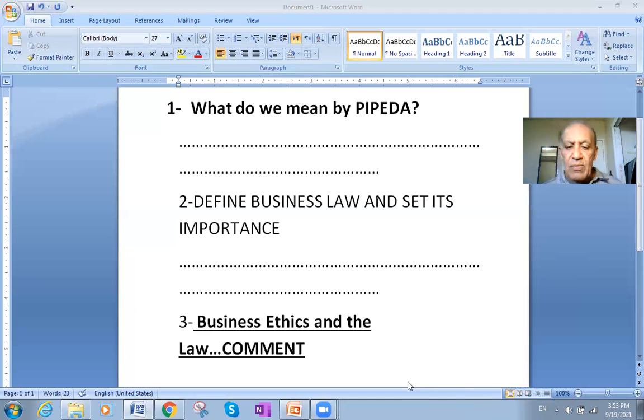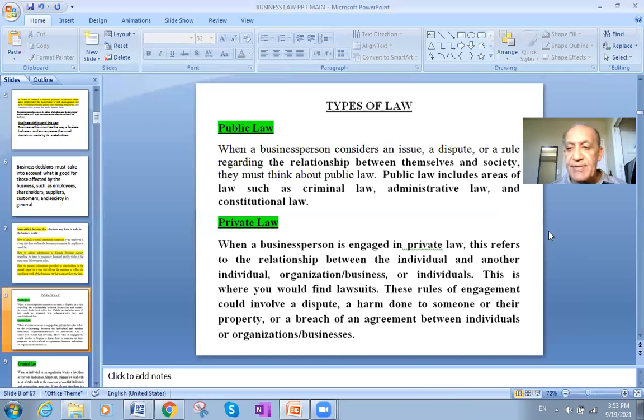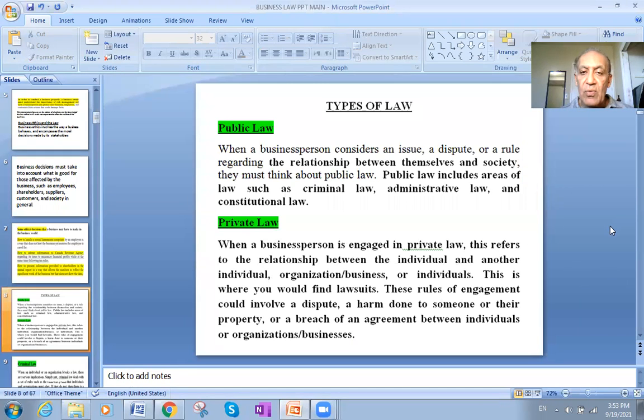And now we will move into another slide and another topic we will talk about today, which is the types of law. What are the types of law? Actually, we have public law. The first type of law, we call it public law. What is public law?